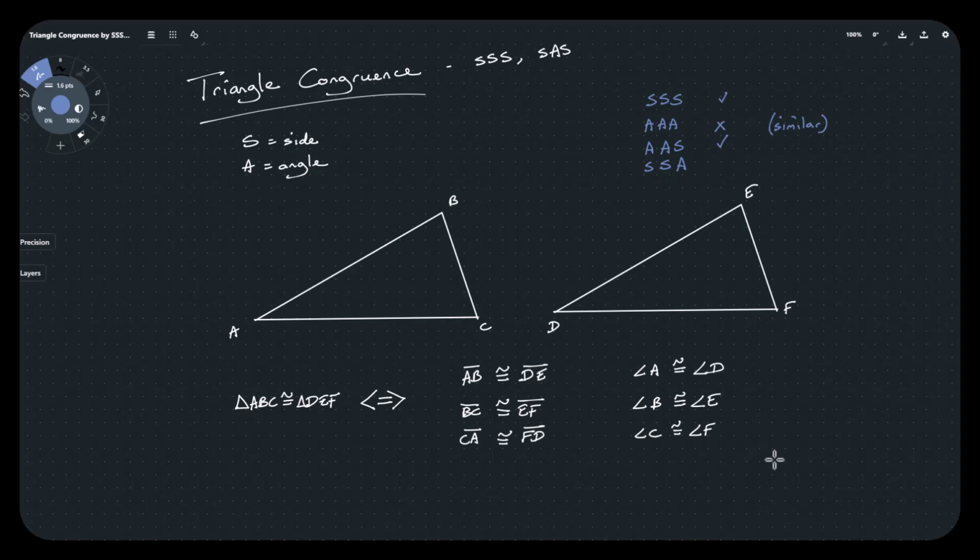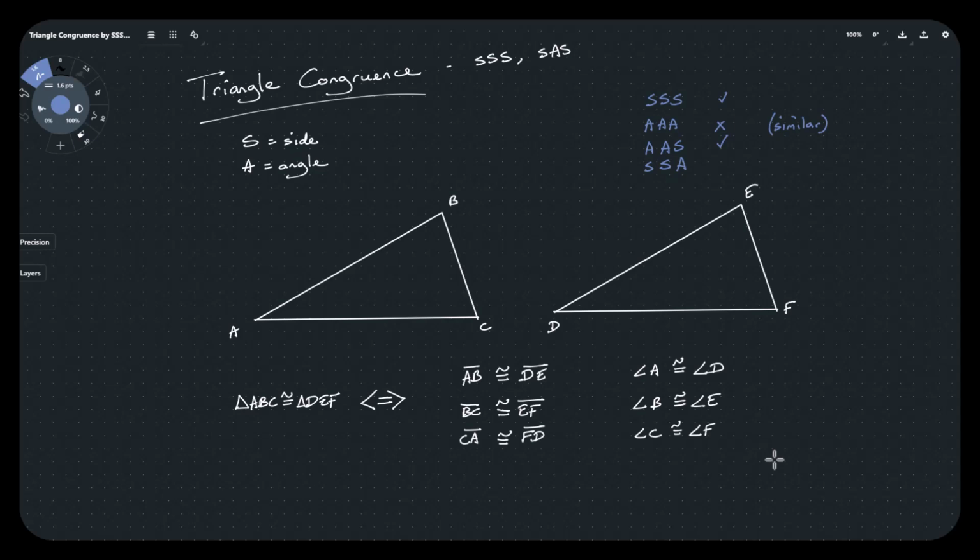If I know this side of this triangle, DE and EF are congruent to AB and BC, is it enough to know that those triangles are congruent? Well, if I've got two sides, that's fine. And then I need the angle to the next part of my triangle. So I want an angle and two sides, and that angle's not the angle that's between them.